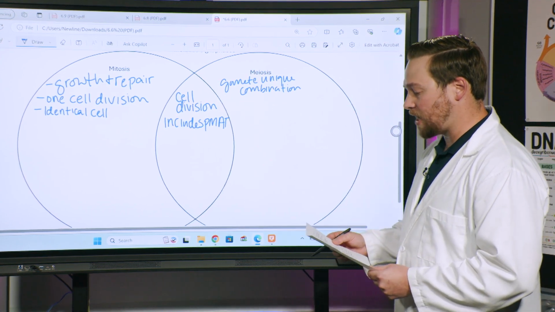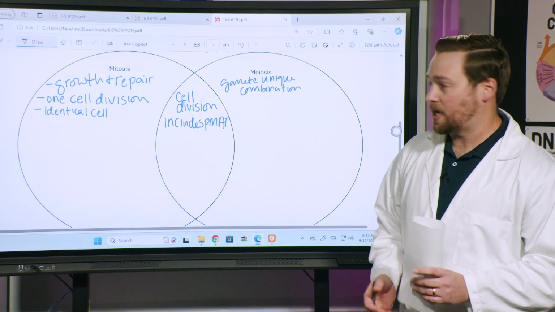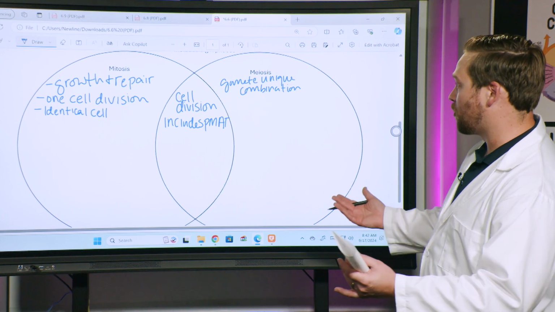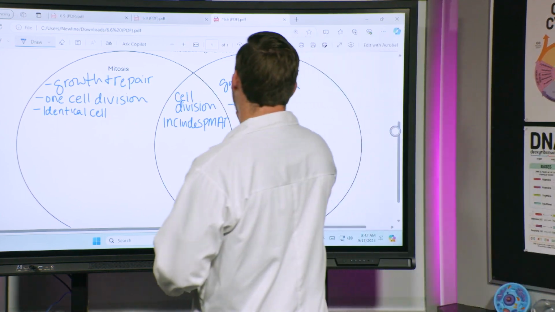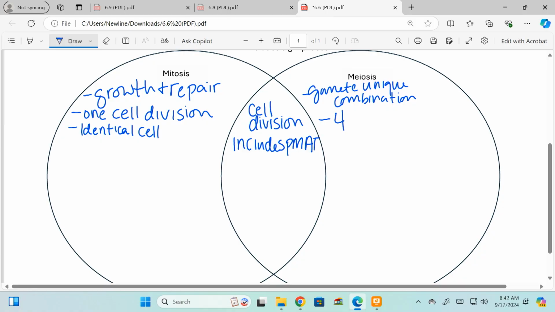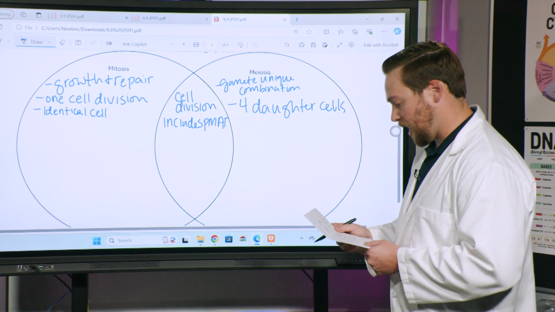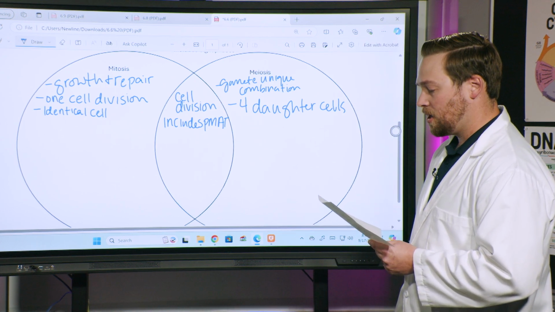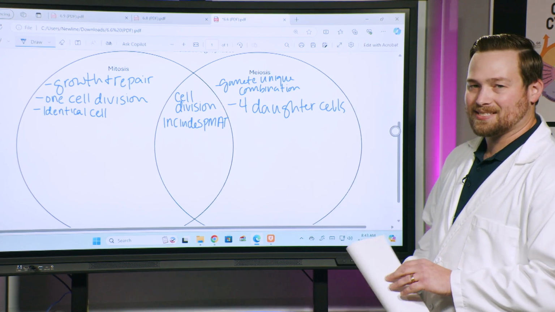But they do both include PMAT. All right, the next one here says results in 4 daughter cells. Which one makes 4 daughter cells? That's going to be the meiosis, okay? So 4 daughter cells. Great.